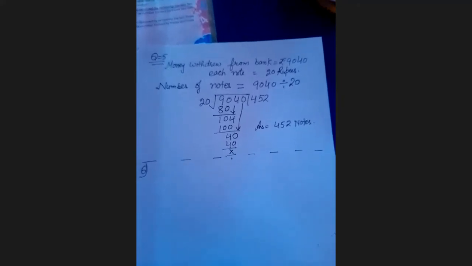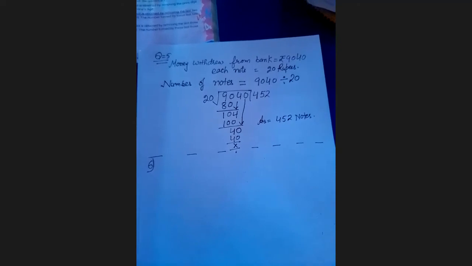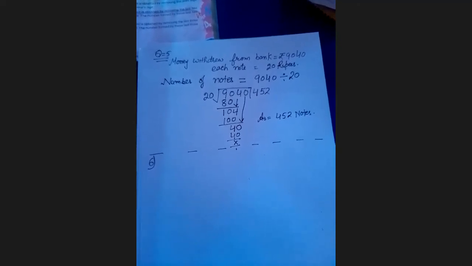Now, students, your sixth question is: a train covers a distance of 8,928 kilometers in 24 hours. How much distance does it cover in 1 hour? Distance covered in 24 hours is 8,928. Now find the distance covered in 1 hour. To find it, we will divide 8,928 by 24.